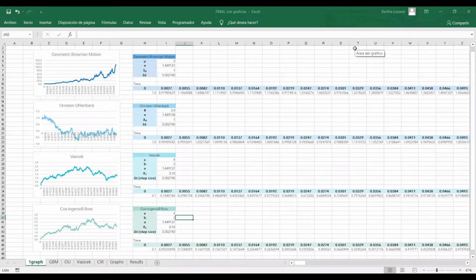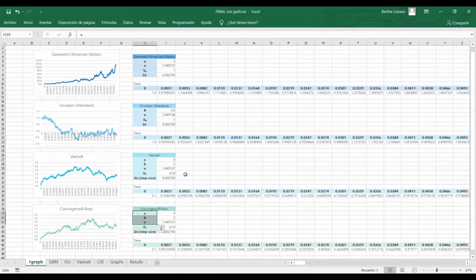So the algorithm for the Euler-Maruyama method on an Ito's process goes like this. First, we define the parameters. For the geometric Brownian motion, we have mu and sigma. For Ornstein-Uhlenbeck, we have theta and sigma. And for Vasicek and the Cox-Ingersoll-Ross, we have a, b, and sigma.